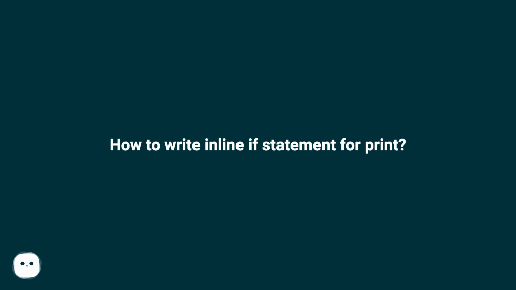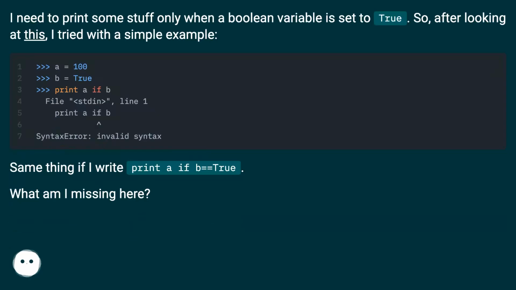How to write an inline if statement for print. I need to print some stuff only when a Boolean variable is set to true. So, after looking at this, I tried a simple example. Same thing if I write print if b equals true. What am I missing here?